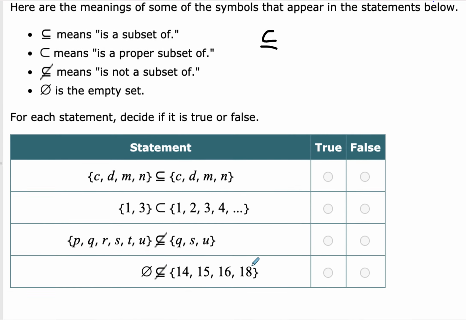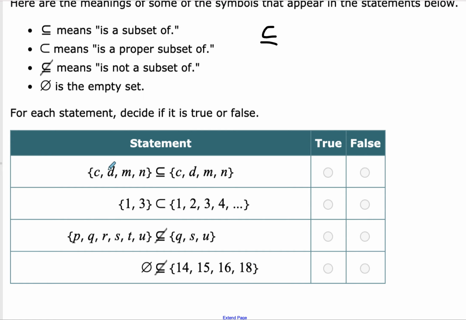All right, so let's look at each of these statements. C, D, M, N is a subset of C, D, M, N. This is true. Sets are subsets of themselves. Sets are not proper subsets of themselves. So now this next one, 1, 3 is a proper subset of 1, 2, 3, 4 to infinity. If these elements are over here, then they are proper subsets. So it is true.